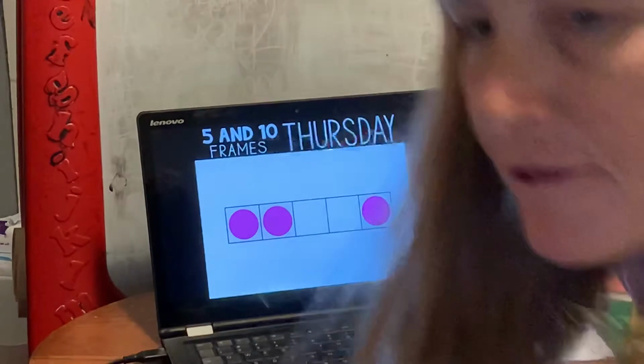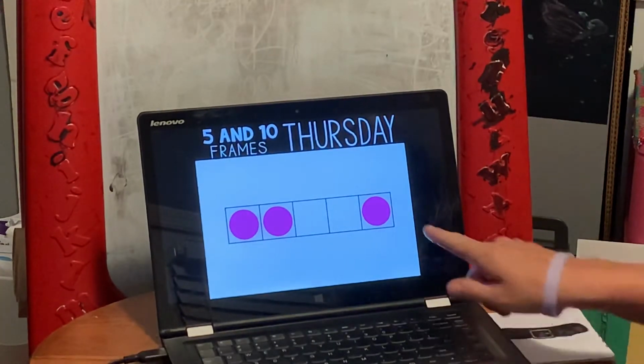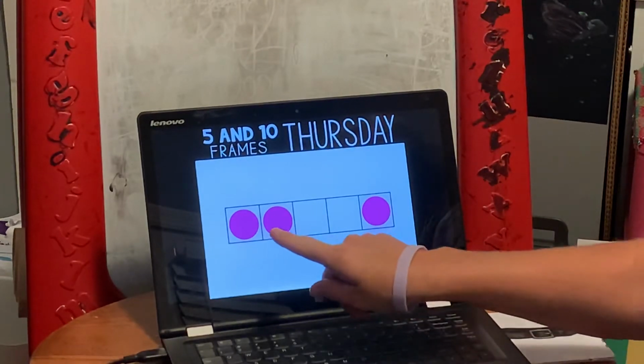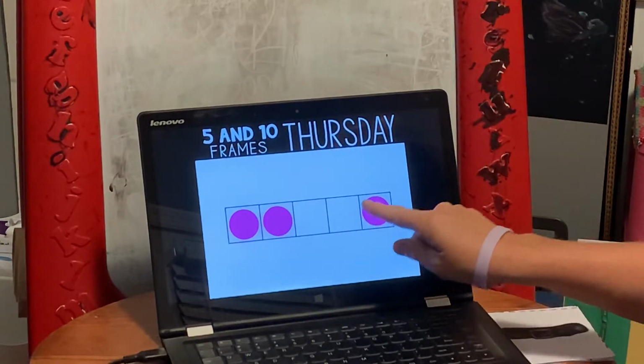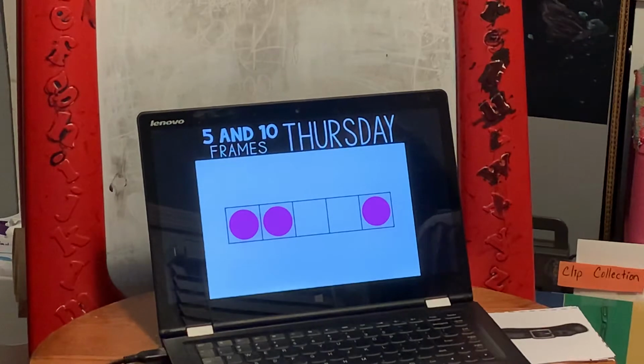We're going to do our Thursday math talk, which is 5 and 10s frames. This is a 5s frame, and we talked about it a little bit before. It's a 5s frame because it has 5 squares. 1, 2, 3, 4, 5. Okay, so we're going to look at these 5s frames, and we're going to tell your grown-up at home how many dots you see in this 5s frame. So you can pause the video and come right back.